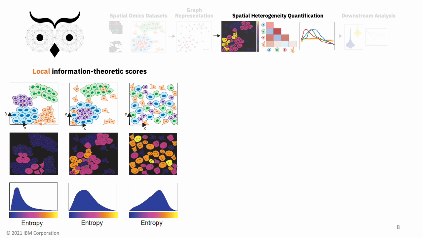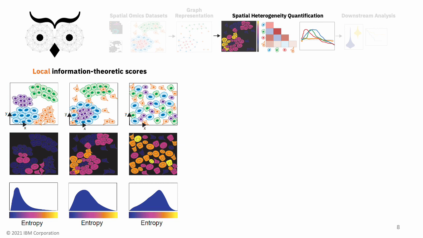And we do that by, for each cell, looking at the neighborhood of this cell and computing the cell type distribution from this neighborhood, which is defined by the graph. And therefore, we are able to compute the single cell entropy values that quantify how homogeneous or how heterogeneous the direct environment of each single cell is. And here you can see 3 examples.